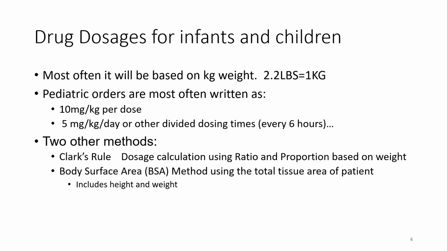So Clark's rule is simply using ratio and proportion based on their weight. Body surface area is a method using the total area of a patient, the total body area and tissue. And so they're using height and weight. This is a little different, but it's from when we talked about the absorption area in the gut. This is a little bit different when we're talking about body surface area. So let's look at those two methods. I'll give you an example of each of them in the calculations, and then just be sure to review those before your testing time.